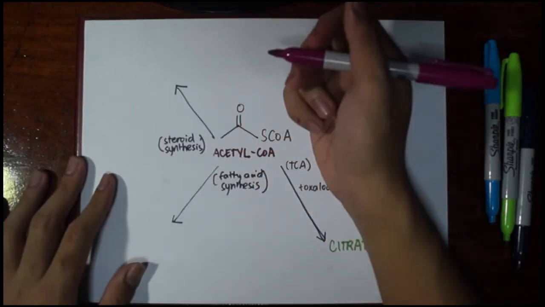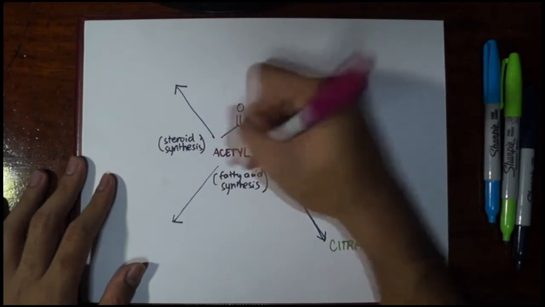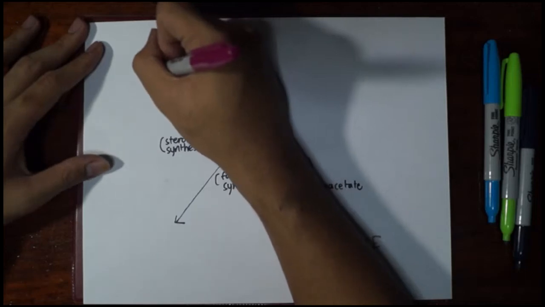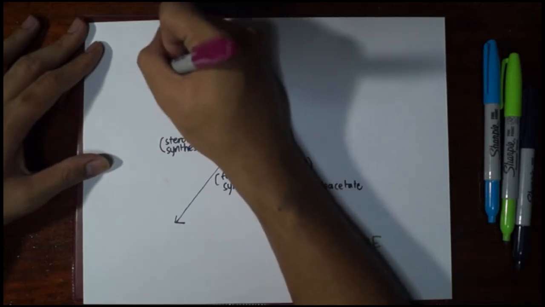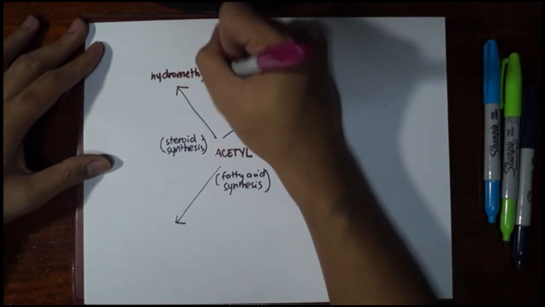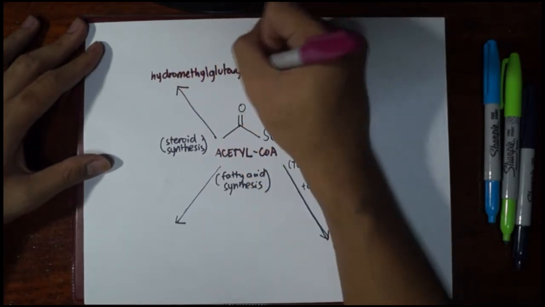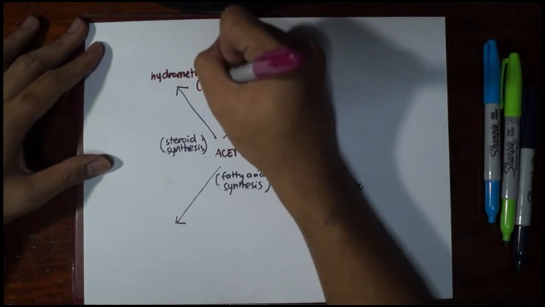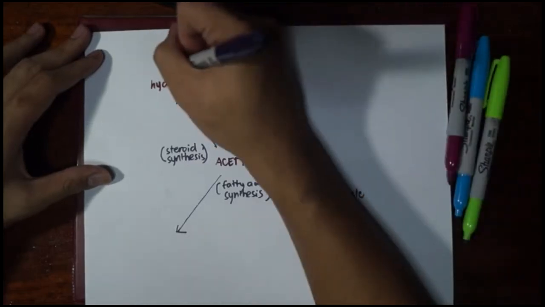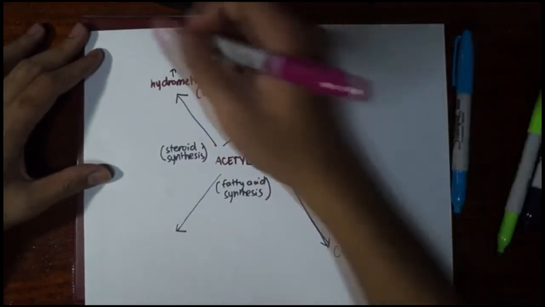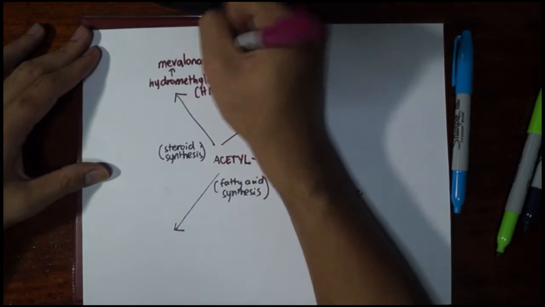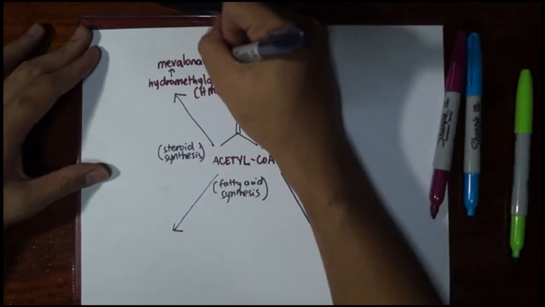Alright? In steroid synthesis, what actually happens is that you combine 3 moles of acetyl coenzyme A to produce, how many carbons is that? You have 2 carbons here, so 2 times 3 equals 6. The name of that compound is hydroxymethylglutaryl coenzyme A, or HMG CoA, which would then undergo reaction to come up with what we know as mevalonate or mevalonic acid, which is a 5-carbon compound.